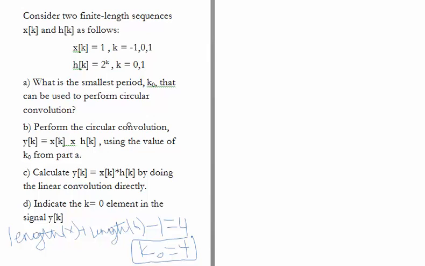And then for B, you're going to perform the circular convolution of these two functions using the k0 that you just calculated. So what you have to do first is get k equals 4 values in each of your signals. So for that you have to zero pad. So you get your periodic functions xp of k and hp of k.